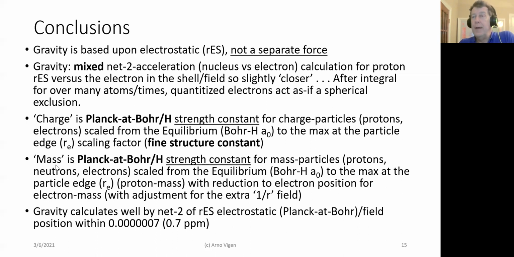And that 3/4 becomes the scaling factor of the position within the field to explain the difference in mass, and thereby done that. And finally, my gravity calculates as the net 2 force, and it's within 7 parts per million of all the observations.